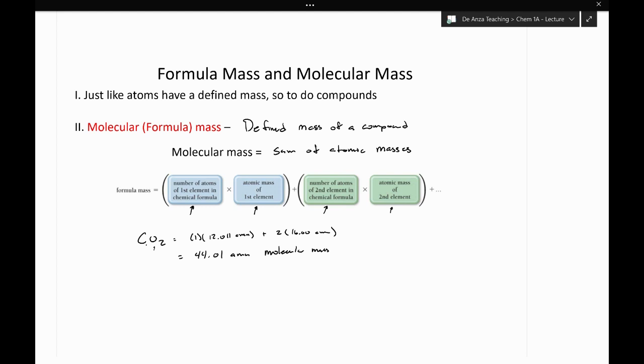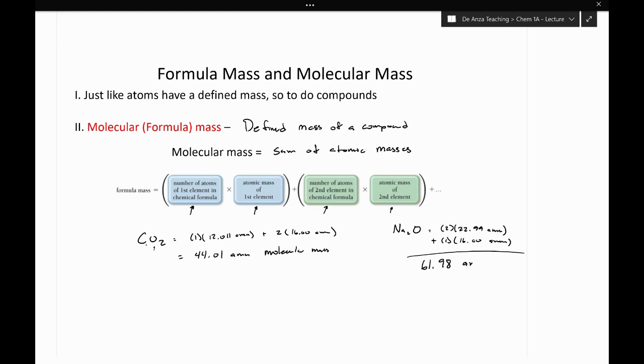And we can look at this for formulas as well. So let's look at the formula unit for sodium oxide. We see that our first element here is sodium, and we have 2 of that. And the weight of each of those sodiums is going to be 22.99 atomic mass units. And we're going to add to that our single oxygen, and that single oxygen weighs 16.00 atomic mass units.